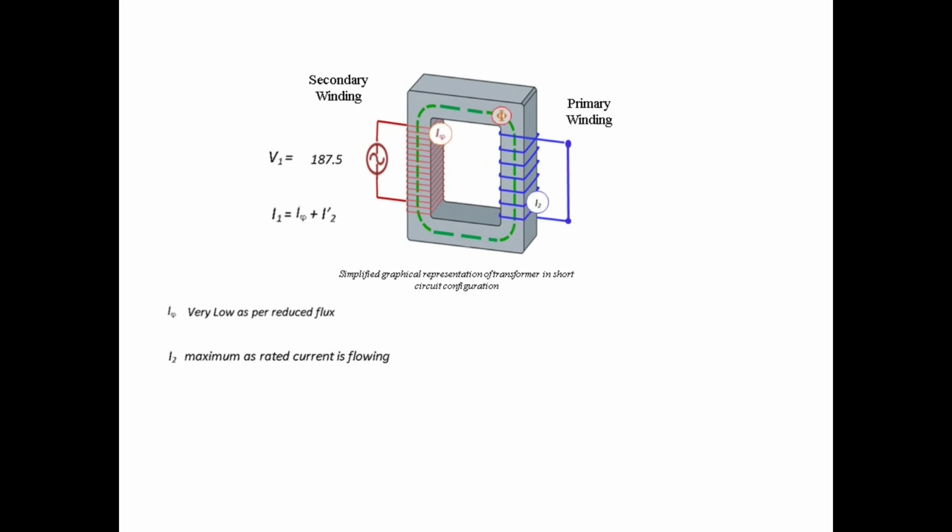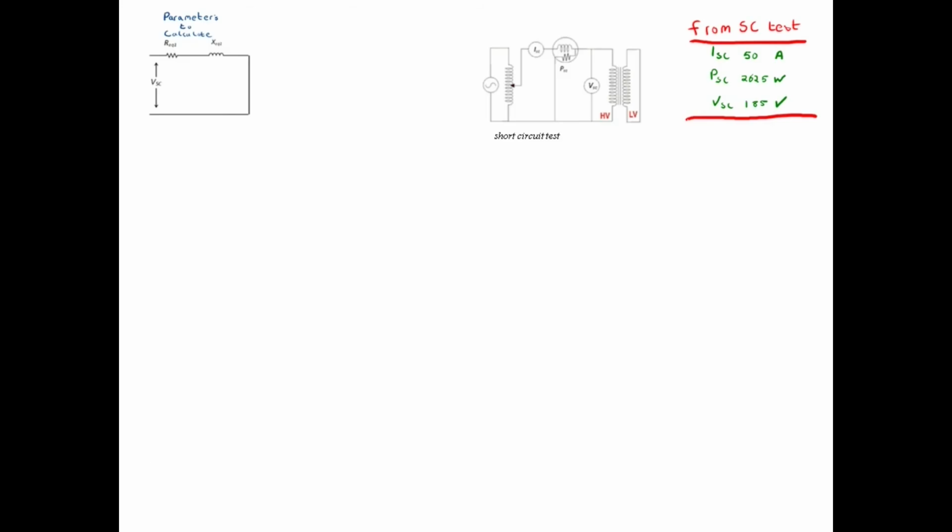Therefore, the open circuit test will present the rated iron losses, and the short circuit test will present the rated copper losses. In the short circuit test, the parameters to measure are the voltage, VSC, the power, PSC, and the current, ISC. The short circuit schematic outlines the parameters we will be calculating, the R and X equivalent values. The short circuit test determines the copper losses of the transformer. We can use this knowledge to derive the equivalent values.